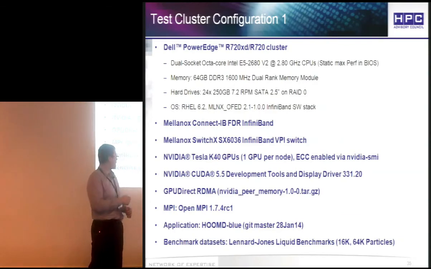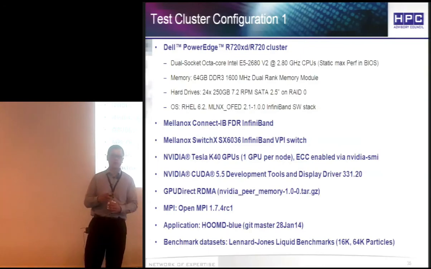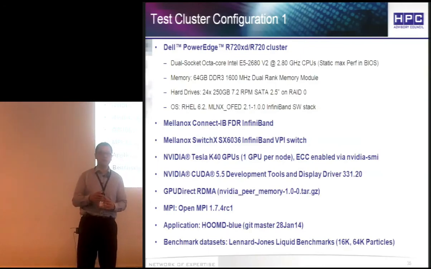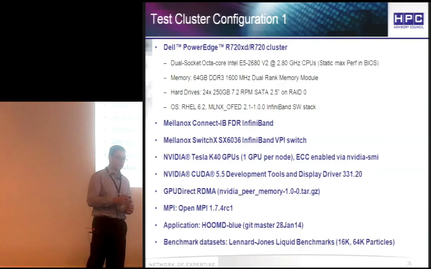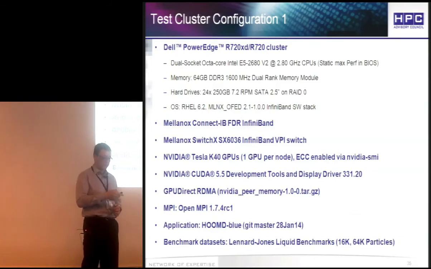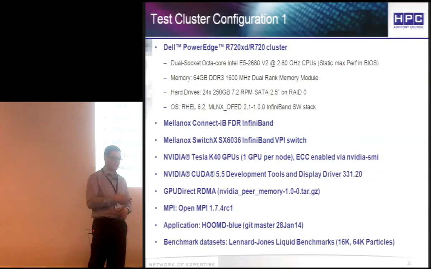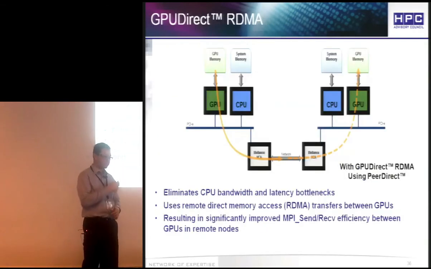Besides OpenMPI, I'm also using the latest MVAPICH2 2.0 GDR beta. I missed putting it right here. And the benchmark I'm going to use is called the Lennard-Jones liquid benchmark, with those particular particle sizes.